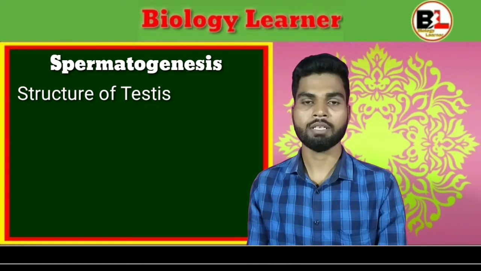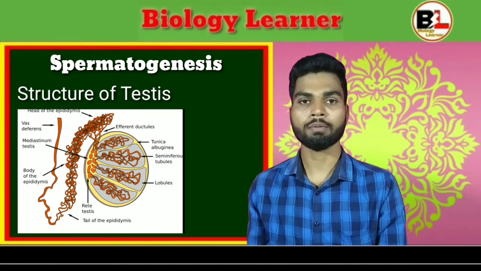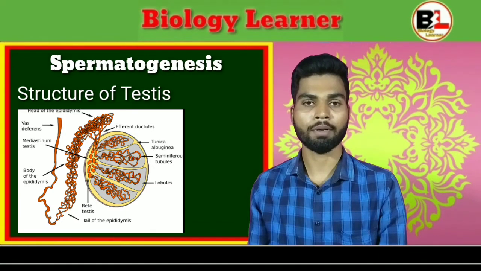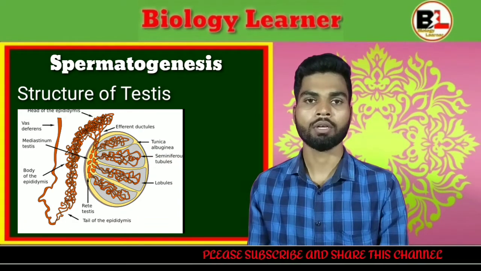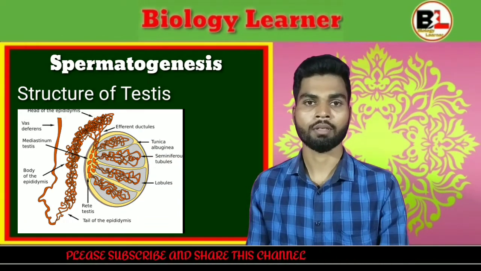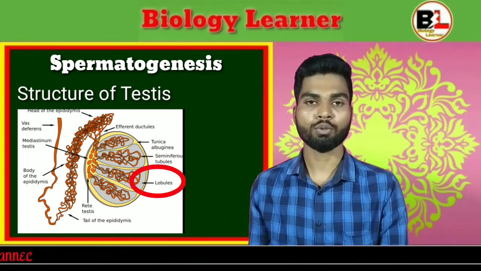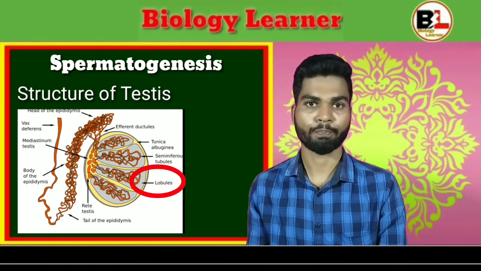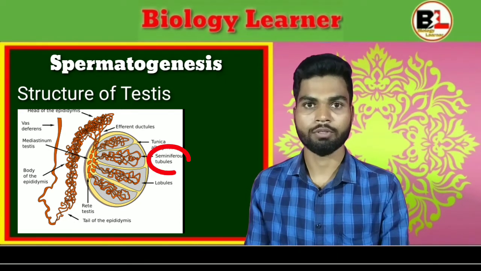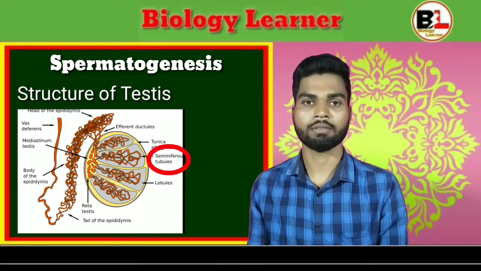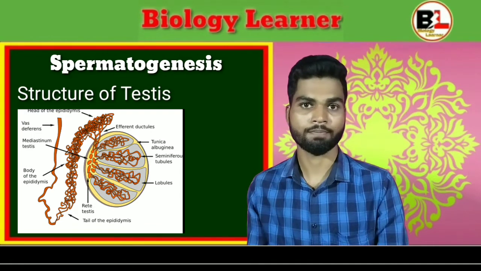There are two testes inside the scrotal sac in human males. Except the covering of the scrotal sac, there is another type of covering, the tunica albuginea, which covers the testes and also radiates inner partitions, which divide the testes into lobules. There are 200 to 300 such lobules in a testis. Each lobule contains 1 to 4 seminiferous tubules. And this is the actual place where sperm formation, or spermatogenesis, occurs.